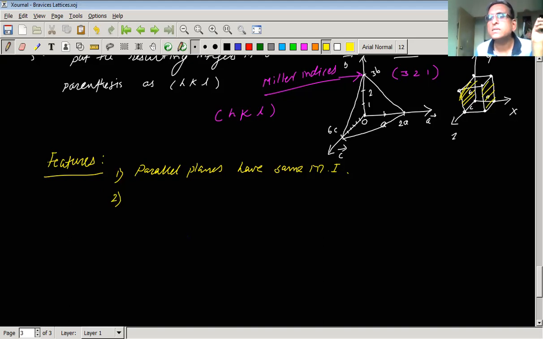Similarly, if the Miller indices of two planes are the same, then the planes are parallel to each other. The same thing that I have just expressed.